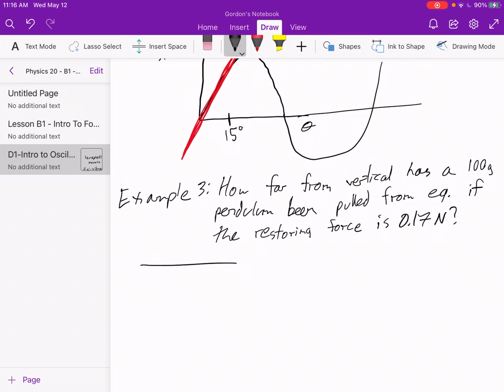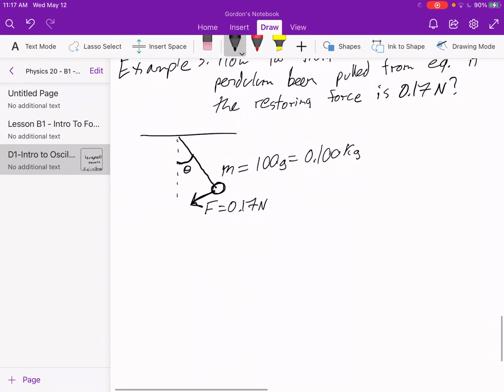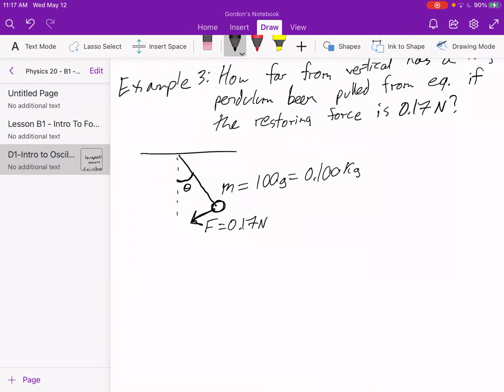So we've got a pendulum. It's been pulled to the side by some angle. And it's got a force here that's causing it to return to equilibrium. This force is 0.17 newtons. And the mass of this pendulum is 100 grams, or 0.100 kilograms. And we want to know what the angle is.